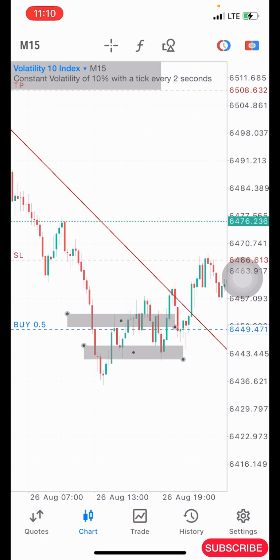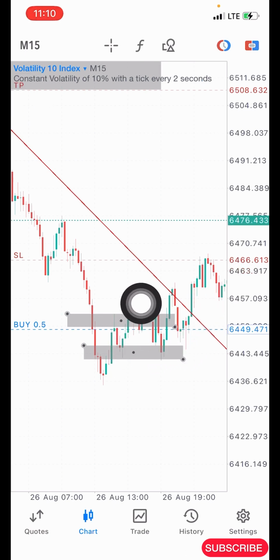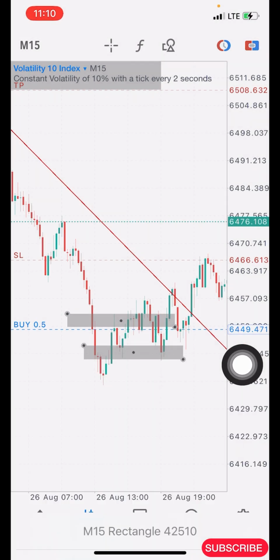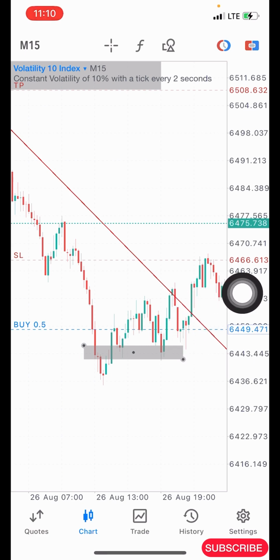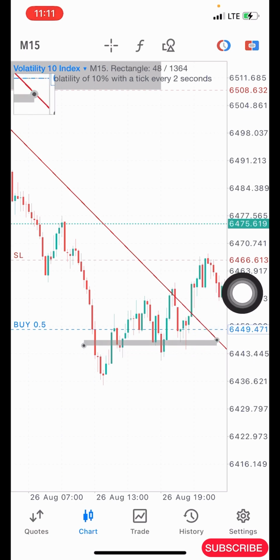It made a support around this area. So now when price came to this area, it bounced from this support again, right? It bounced from this support here, then went up. So it now came down again, right? That was when I took my entry. It came down to this area again, right?